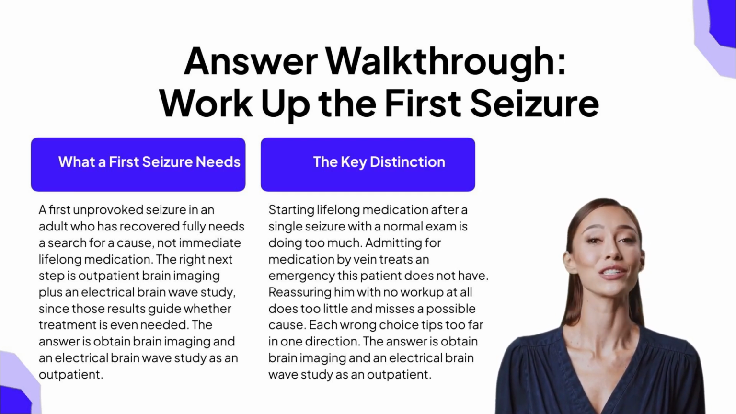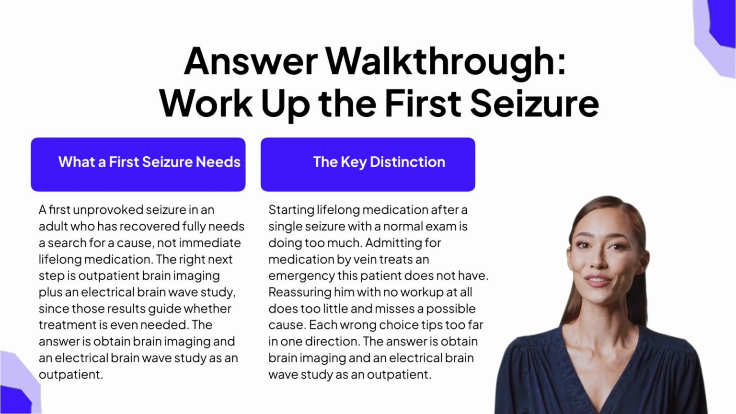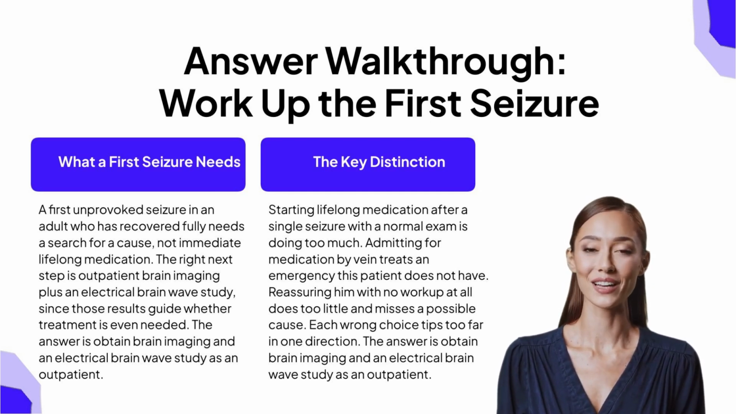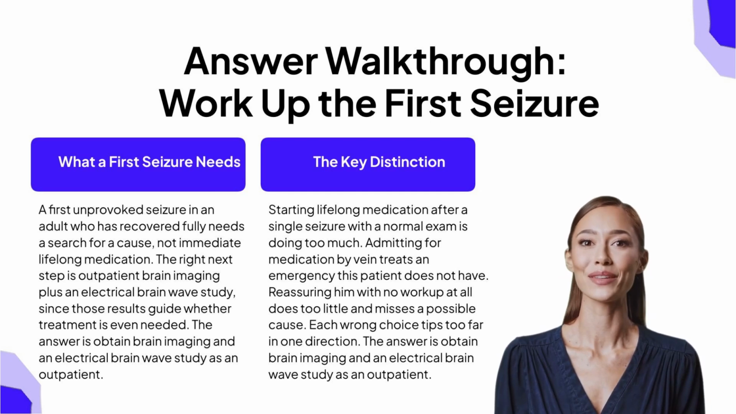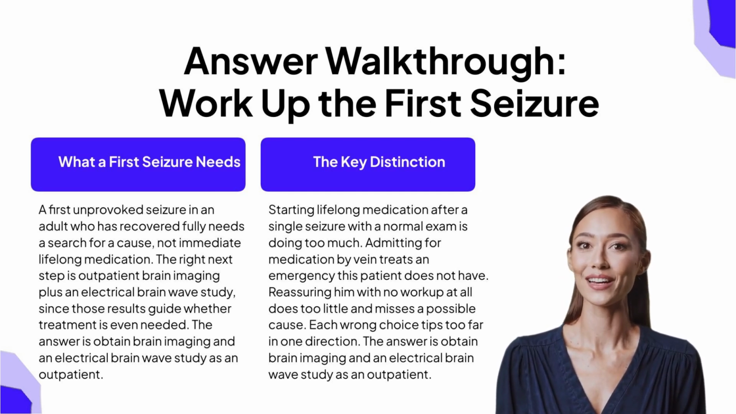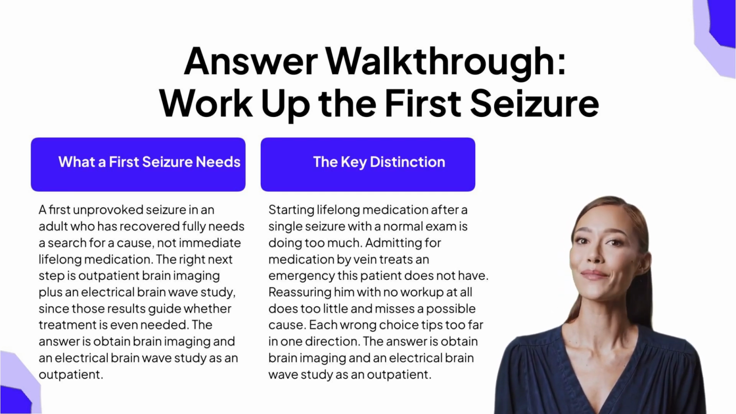Now the key distinction between the wrong answers. Starting a daily lifelong seizure medication right away is doing too much after a single event with a normal exam. Admitting him for continuous medication by vein treats a seizure emergency that he simply does not have. Reassuring him that no workup is needed swings too far the other way and could miss a serious cause. Every wrong choice leans too far in one direction. The correct answer is to obtain brain imaging and an electrical brainwave study as an outpatient.